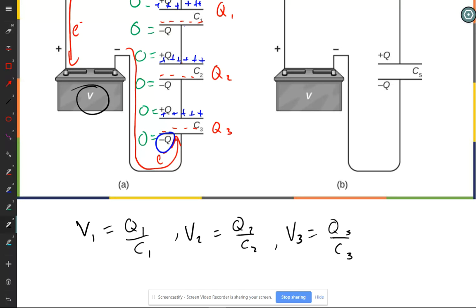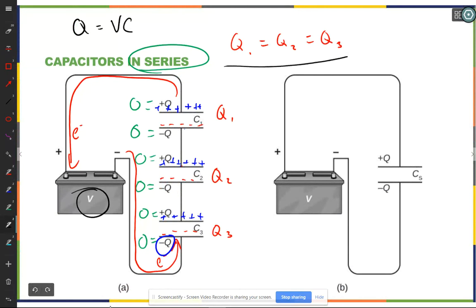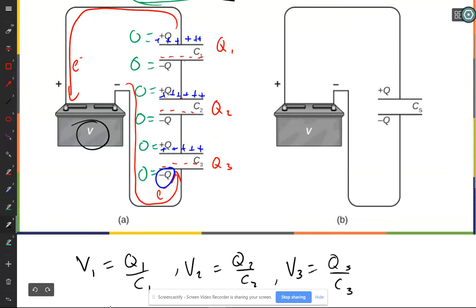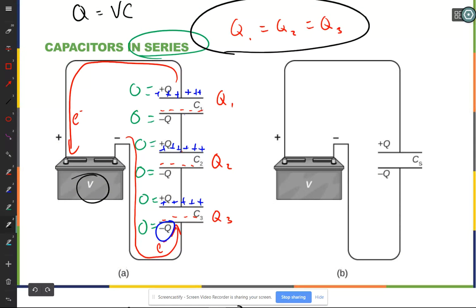But of course, each one of these has the same charge. Q1 is equal to Q2 is equal to Q3 was my rule for capacitors in series. So that means I'm going to have, well, I'm going to do one more thing before I put it into an equation. This next thing actually requires us to use what's called Kirchhoff's Voltage Law.